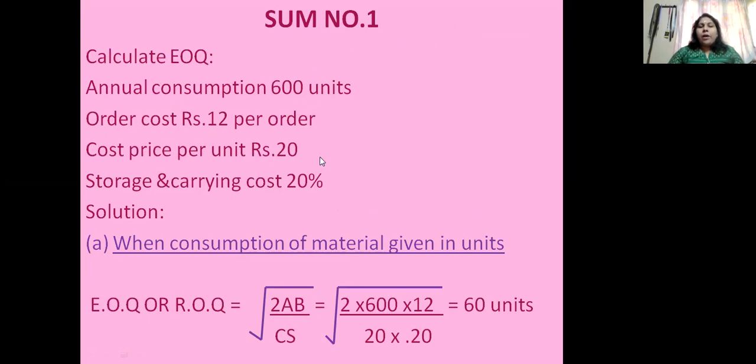Order cost per order, that is 12. Cost price per unit is 20. Storage and carrying cost is 20%. Always the storage is given in percentage. C stands for 1 unit price.